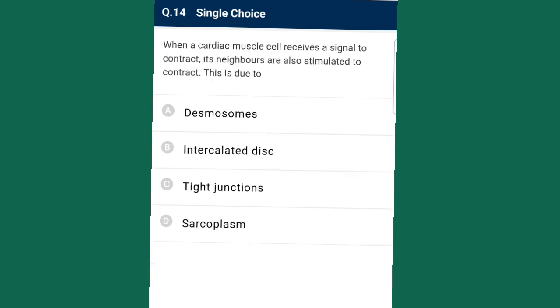Question number 14. When a cardiac muscle cell receives a signal to contract, its neighbors are also stimulated to contract. This is due to the presence of intercalated discs. Unique junctions called intercalated discs, which contain gap junctions, link the cells together and define their borders. Intercalated discs are the major portals for cardiac cell to cell communication. So the answer is option B.